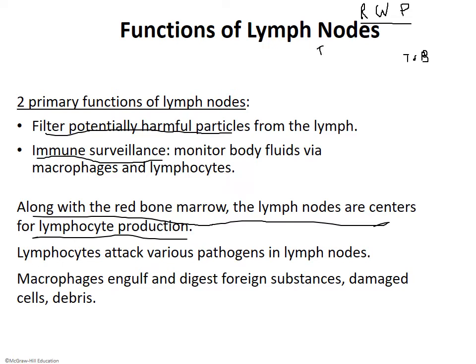T lymphocytes, while they're created in the red bone marrow, they leave early on, well before they are mature, and they go to mature in the thymus. That's why they're called T cells. But they're created in the red bone marrow. All of these are created in the red bone marrow.